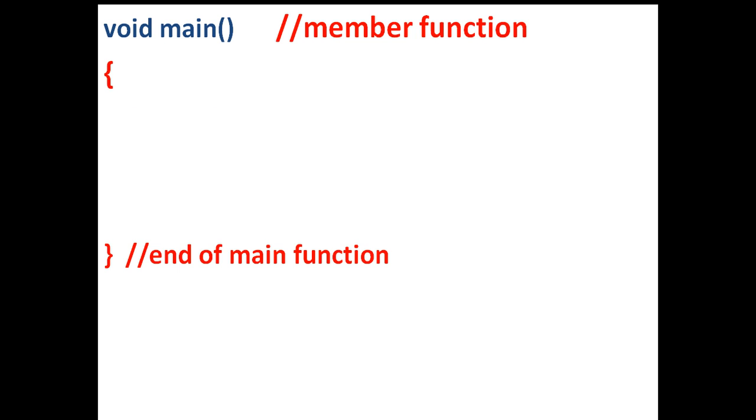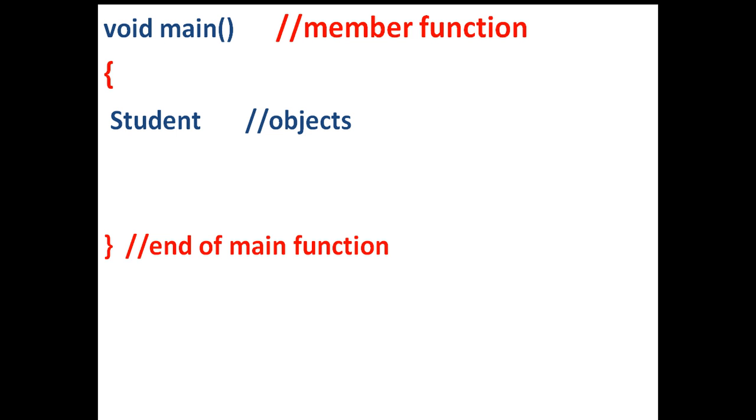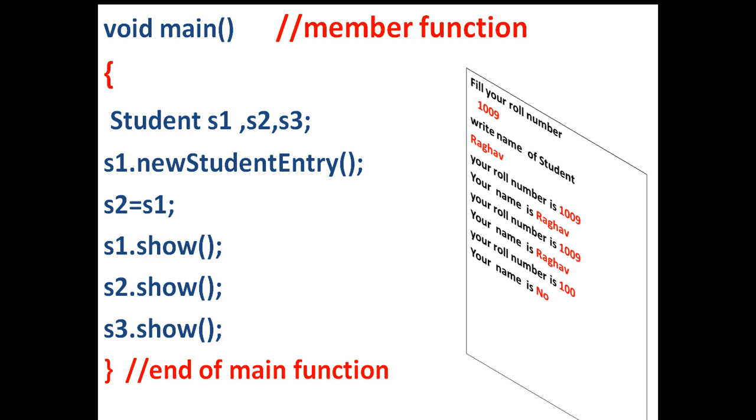So if we want to use any data of a class, then we have to declare objects. For declaring an object, first of all, we write the class name, then we write the object names. So here we are getting entry for the first object. S1.entry will make entry for the first object, and then when the compiler reads S2 equal to S1, it will execute the copy constructor, and the copy constructor will copy the data of S1 into S2.